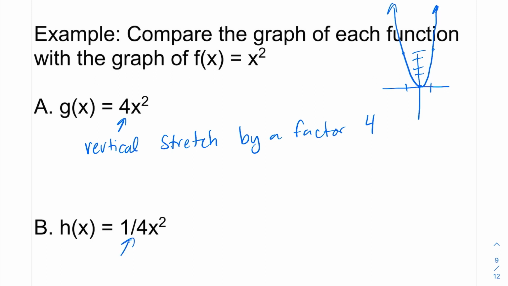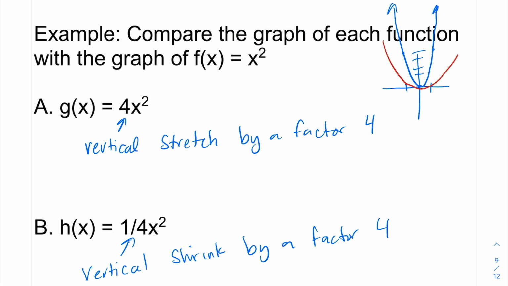You can have a slightly narrower graph, vertically stretched. Whereas this one is still a vertical stretch. Sorry, vertical. It's still vertical, but this time it's going to be a vertical shrink by a factor of 4. And this one would look like, instead of up 4, up 1/4. So it's going to be quite a bit wider.